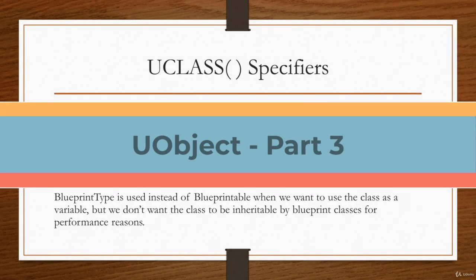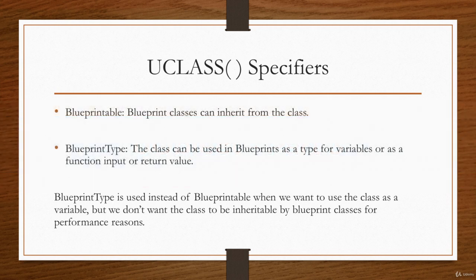Okay, a few notes before we jump into the lesson. We've seen the blueprintable class specifier, which means that blueprint classes can inherit from the class. We also have something called blueprint type, and when we set the specifier, the class can then be used in blueprints as a type for variables, and of course then also as a function input or a return value.